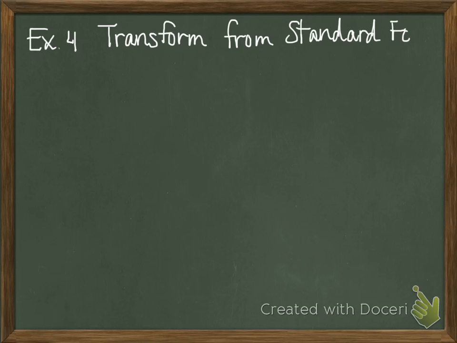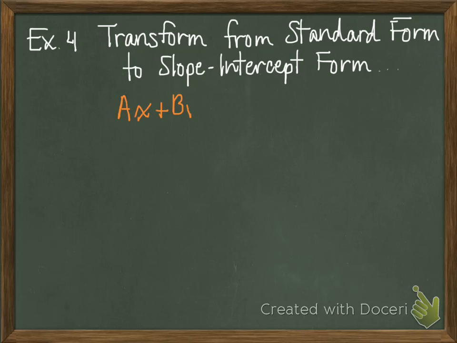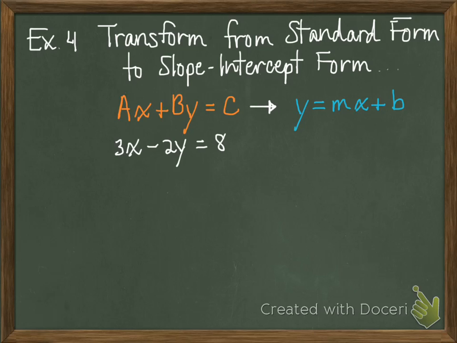Let's look at another one you might come across, transforming from standard form to slope-intercept form. As you remember, standard form is the orange one here, ax plus by equals c, and I want to transform it to slope-intercept form. But I'm going to put some numbers in there for you just so you have something to look at. 3x minus 2y equals 8.